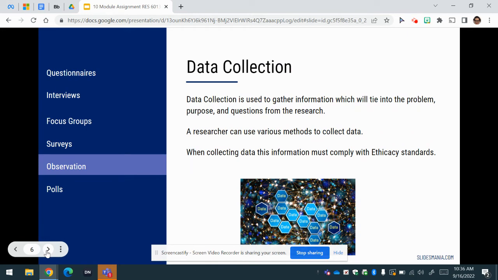Data collection. So here we can use questionnaires, interviews, focus groups, surveys, observations, polls. These are kind of ways to gather our information together. And so it kind of is going to tie into our problem and purpose, and also answer the questions that we have for our research. So we can use various methods. And of course, we always want to make sure that we are complying with efficacy standards.